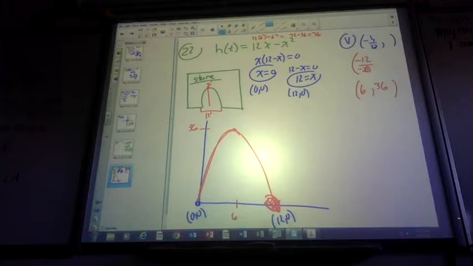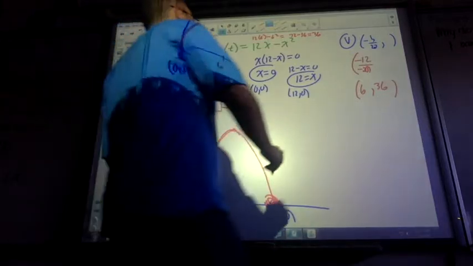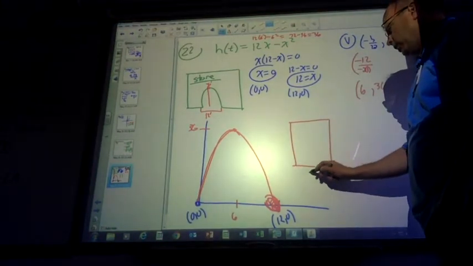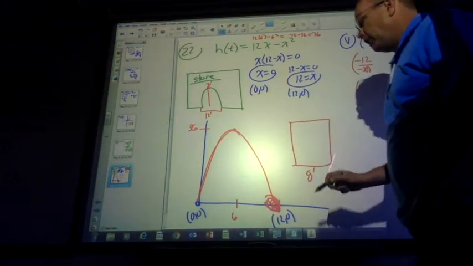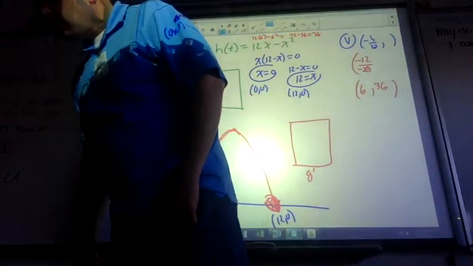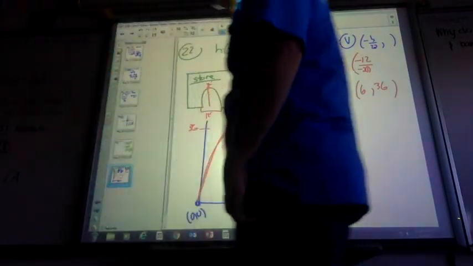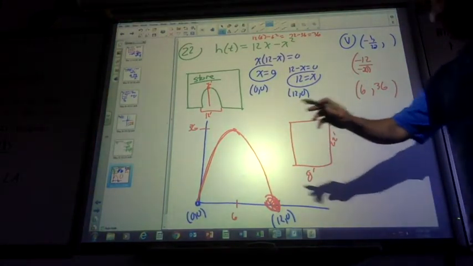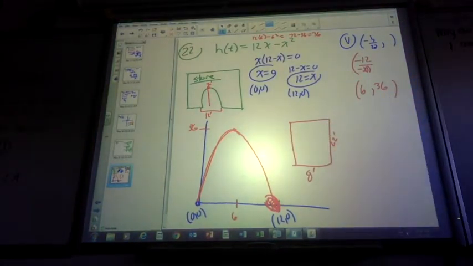How wide is their object at the base? 12. 12, okay. So if you had this rectangular box, and you can't tip it over sideways because it's full of water or something, that is 8 feet wide and 22 feet tall. Will this box fit through this archway? Yes. Right. Prove it. Oh, it will not.